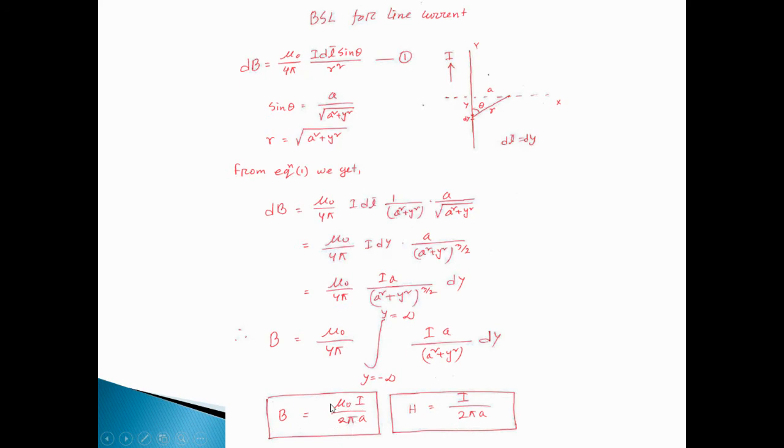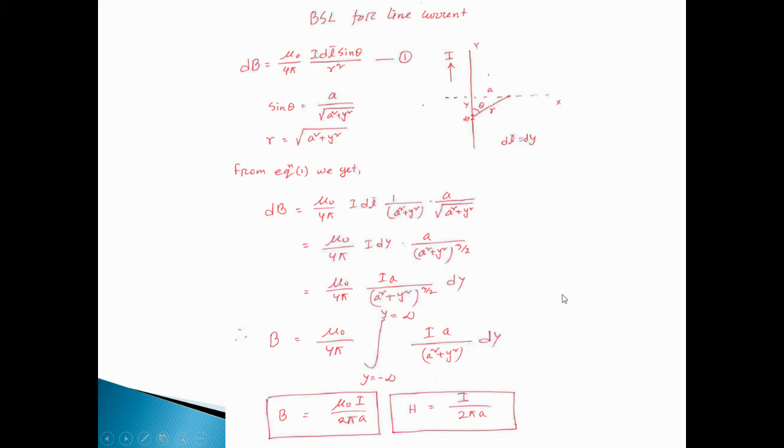If you know the medium mu naught, and you know the direct distance from the wire, not from here, this direct distance, and if you know I, then you can easily calculate the magnetic flux density of any current carrying wire. Similarly, you can find H, the magnetic field strength, by I divided by twice pi a.